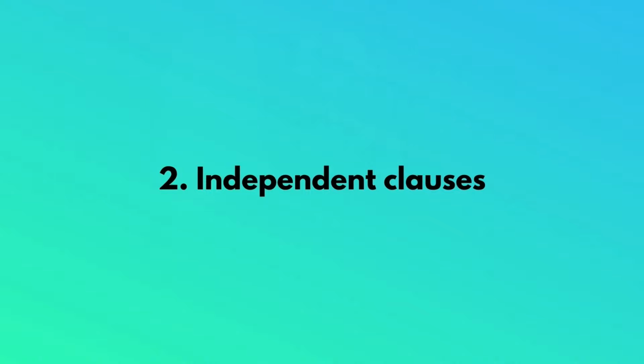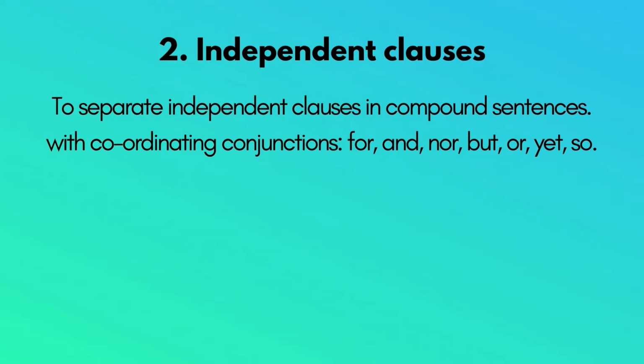And another common mistake is when students don't use a comma to separate independent clauses. We need commas to separate independent clauses in compound sentences when we use coordinating conjunctions: for, and, nor, but, or, yet, and so. If you want to try to remember them, you can use the acronym FANBOYS, but to be honest, you'll probably never be tested on those, but it's good to remember them. So let's look at a couple of examples.